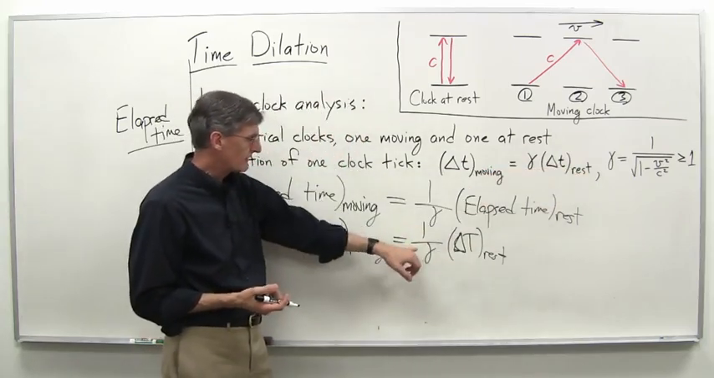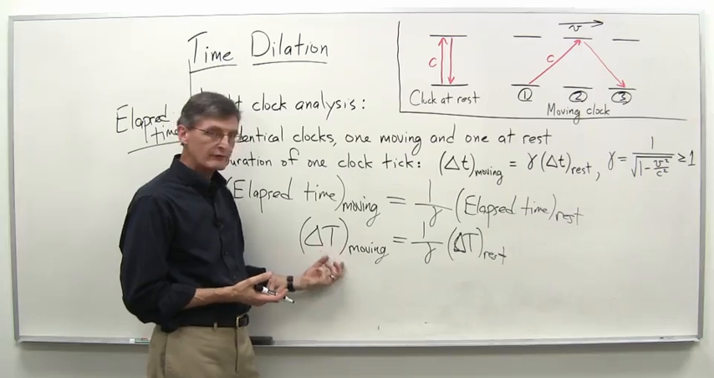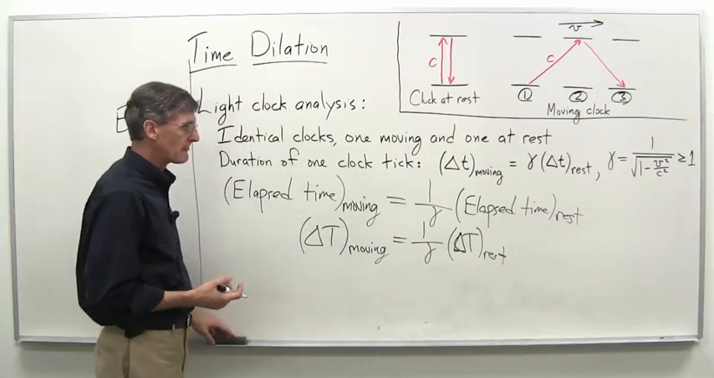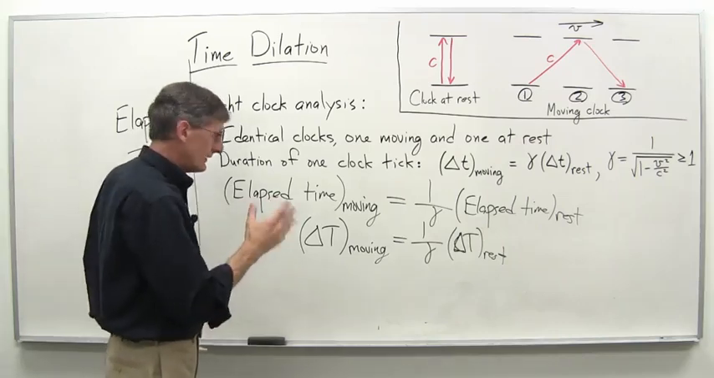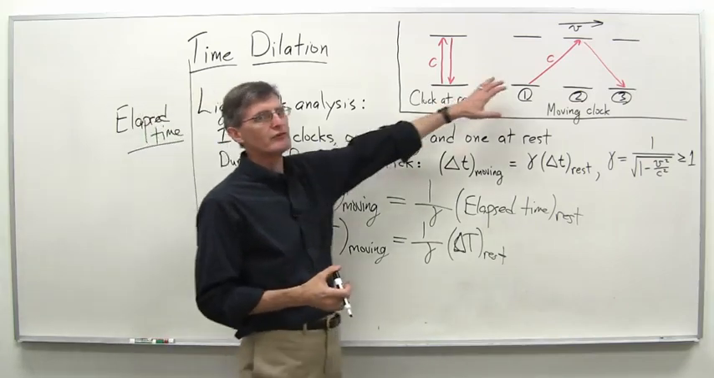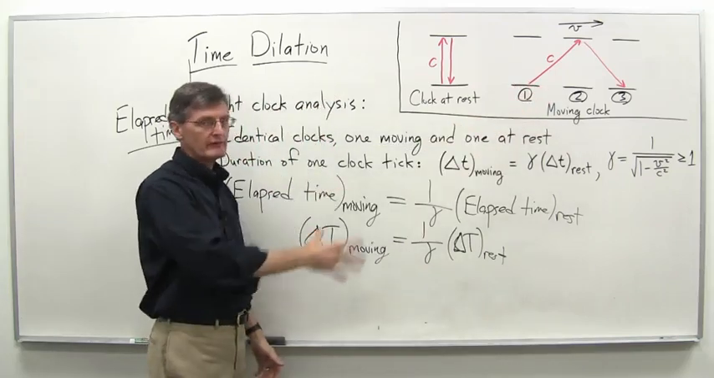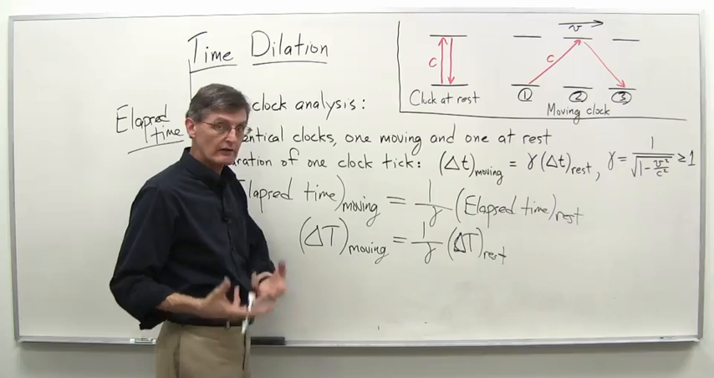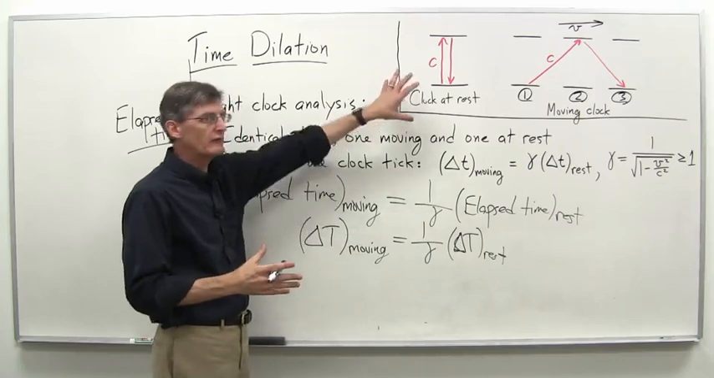So this will be a fraction like 1/3 if we did gamma equals 3, or 1/2 or something like that. So the moving clock elapsed time less than the elapsed time on the identical rest clock. Okay, so that's time dilation. And again, just to emphasize, this does not mean time slows down for the person on the spaceship, Alice in this case. It means the person observing them sees their clock running more slowly than an identical clock that they have next to them.